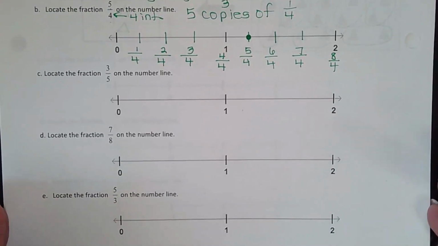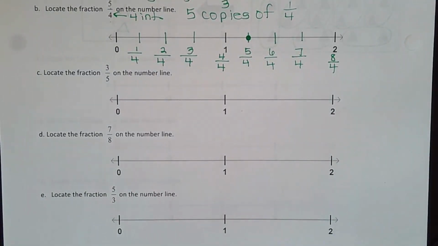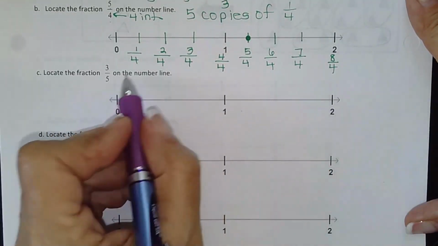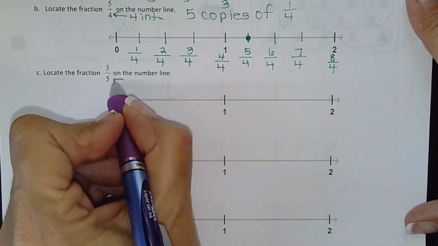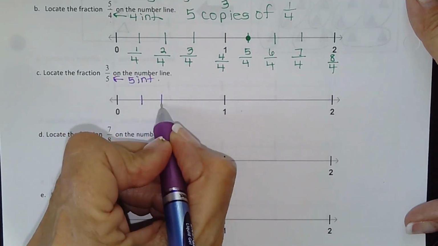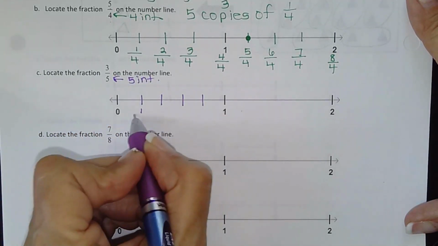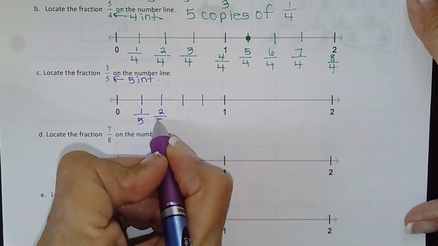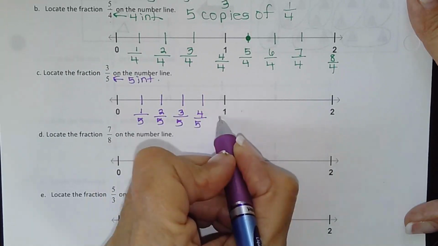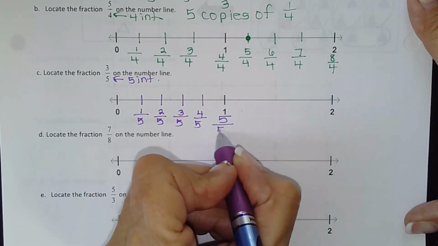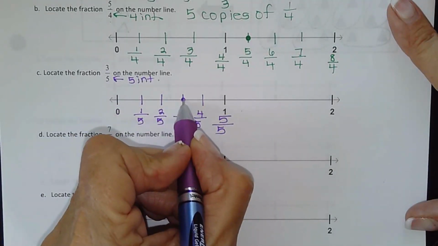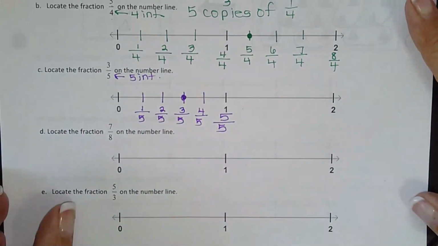Okay, let's do one more and then you guys can try the next 2. So 3/5. 3 copies of 1/5. So that means between 0 and 1 I need 5 intervals. 1/5, 2/5, 3/5, 4/5, and 5/5, which is 1. And I need to place a point at 3/5, and there we have it.